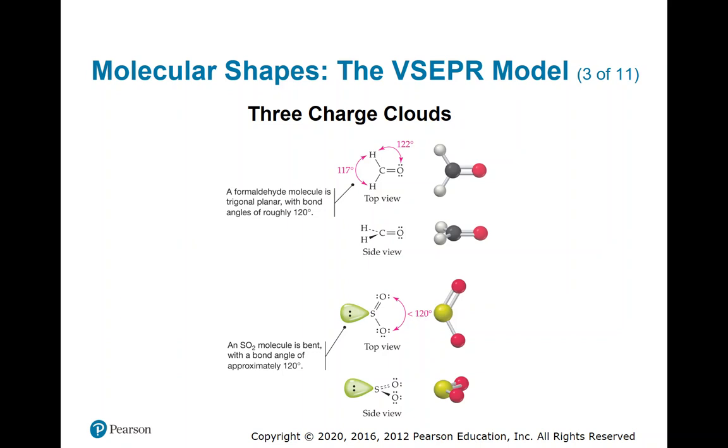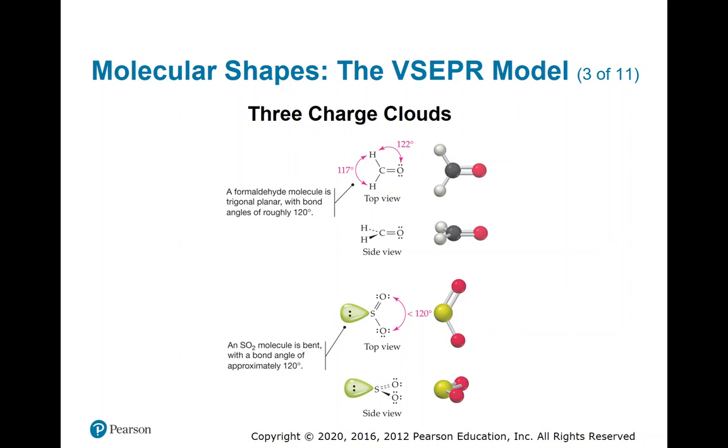Now, in the case of real molecules, especially where the atoms attached to the central atom are not all the same size, for instance, hydrogen atoms are smaller than oxygen atoms, there's some deviation from the idealized bond angles. Now, you don't need to know, for instance, that in formaldehyde the bond angles happen to be exactly 122 and 117 degrees. You should just know that for a 3-charge cloud situation, the approximate bond angle should be 120 degrees or so.